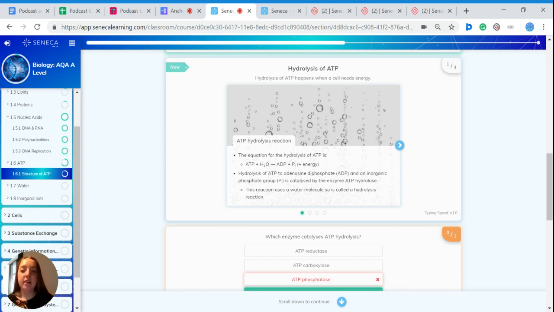When we need energy, ATP is hydrolyzed. The equation for the hydrolysis of ATP is ATP plus water goes to ADP plus Pi, and also energy. Hydrolysis of ATP to adenosine diphosphate, which is ADP, and an inorganic phosphate group, which is Pi, is catalyzed by the enzyme ATP hydrolase. This reaction uses a water molecule, so it's called a hydrolysis reaction.